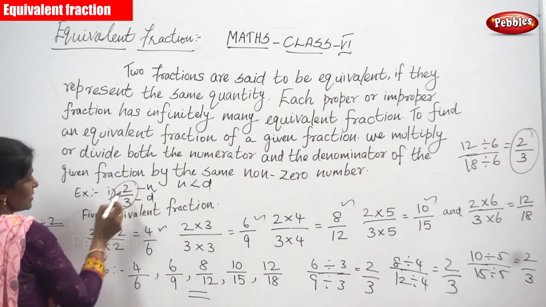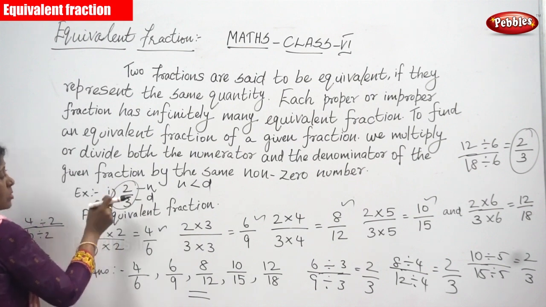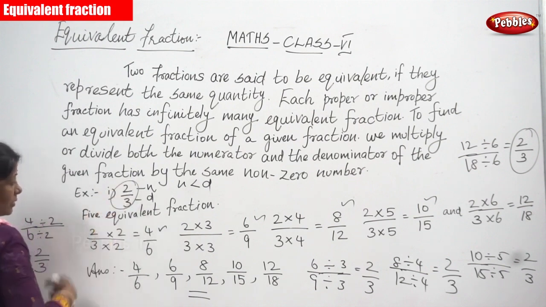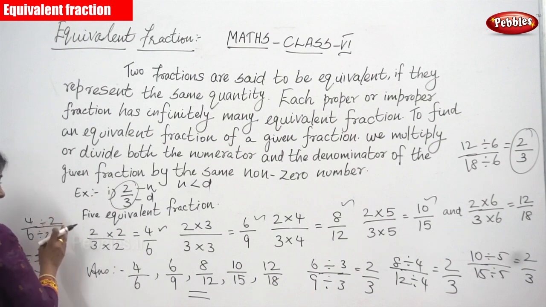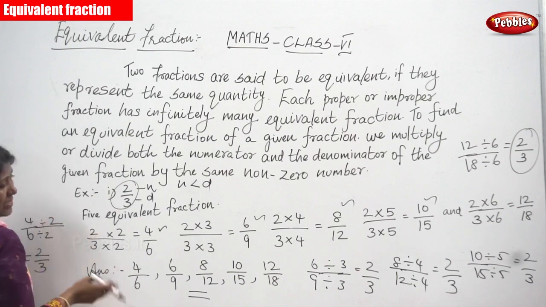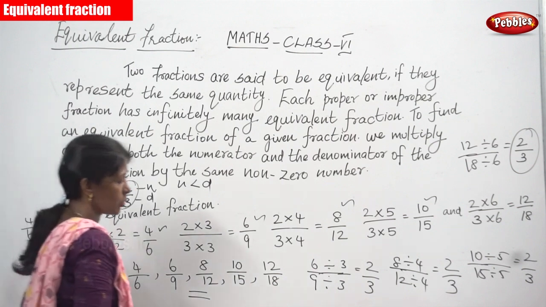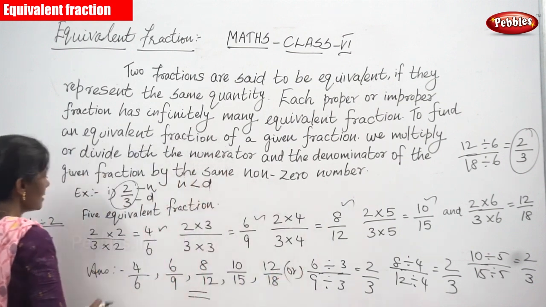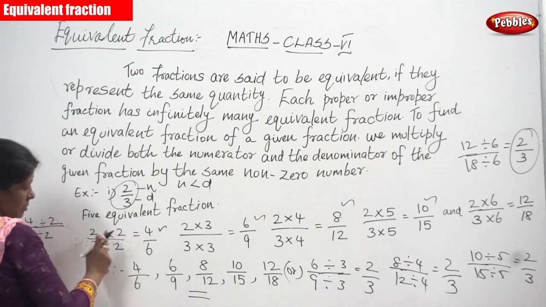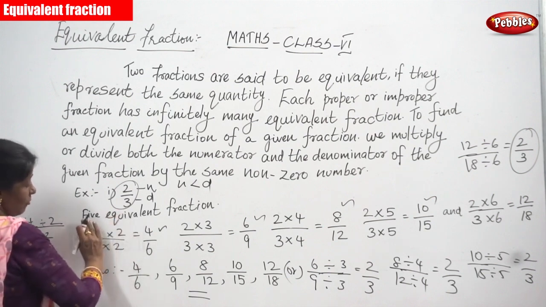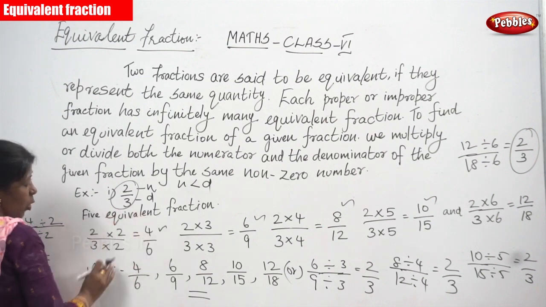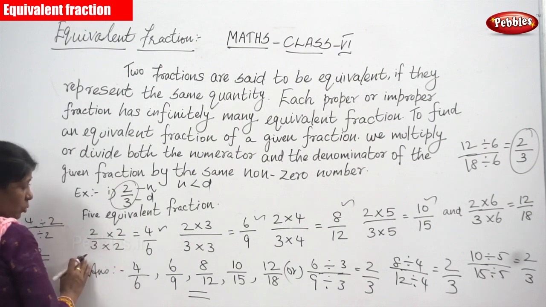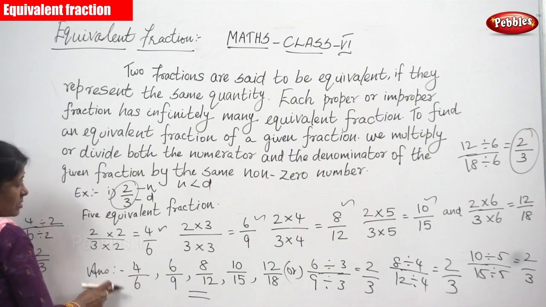So this is the question that is given. This is a proper fraction. So for 2 by 3, you can use multiplication as well as division. Both methods you can use. See, listen, this is the exact method. For 5 equivalent fractions, we are using only the multiplication method here. So the final answer is 2 by 3.